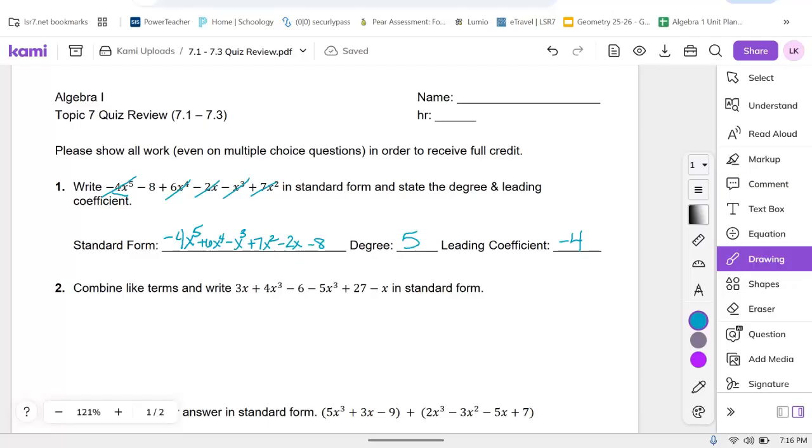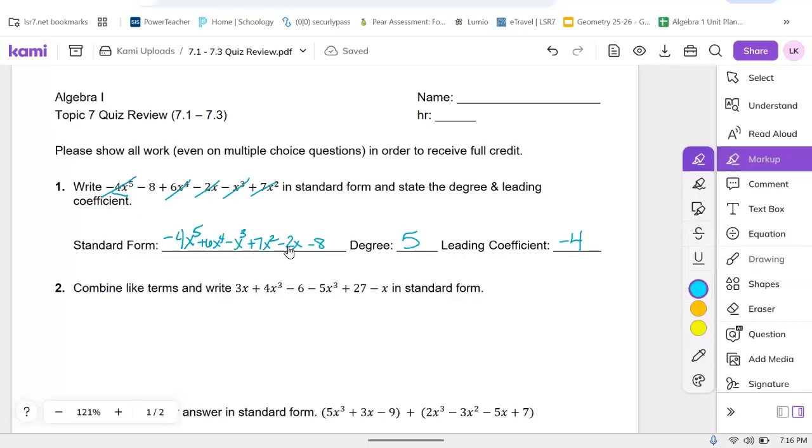Number 2 says combine like terms and write 3x plus 4x cubed minus 6 minus 5x cubed plus 27 minus x in standard form. So again, I have to combine like terms. I have an x. Do I have any other x's? Yep, I have negative x. Remember, when you're combining like terms, you're including the term in front.